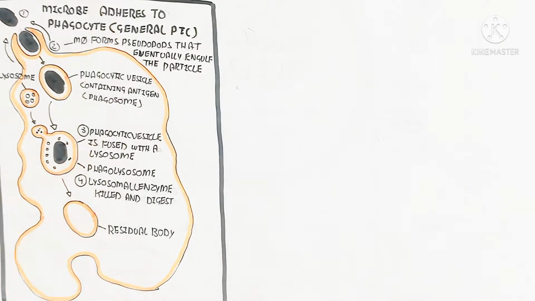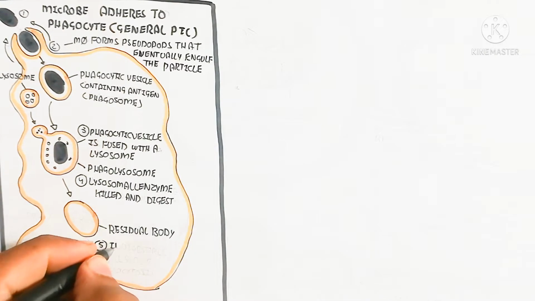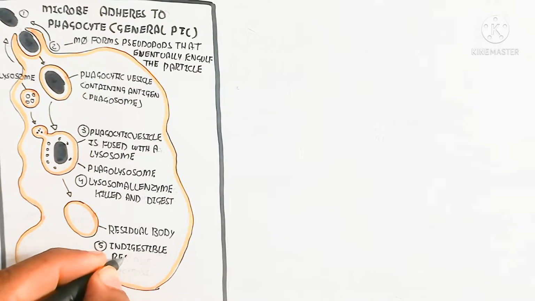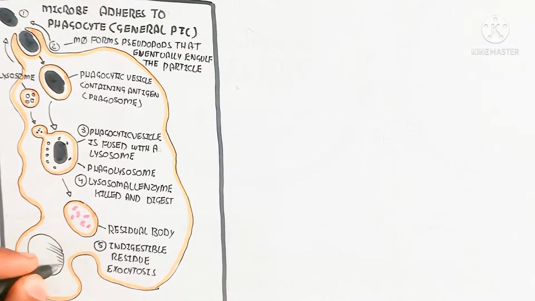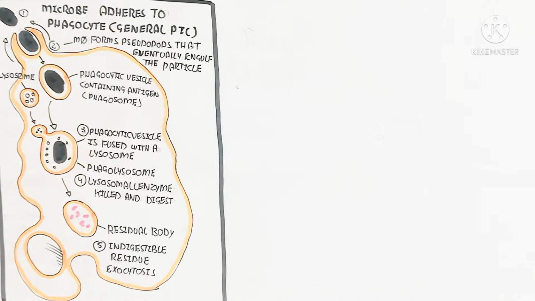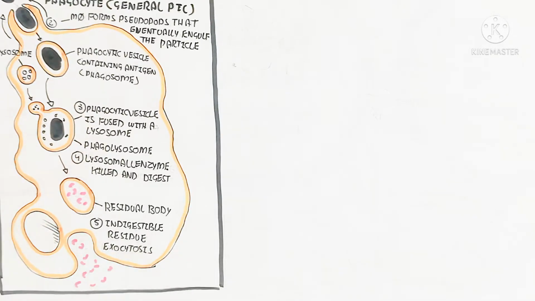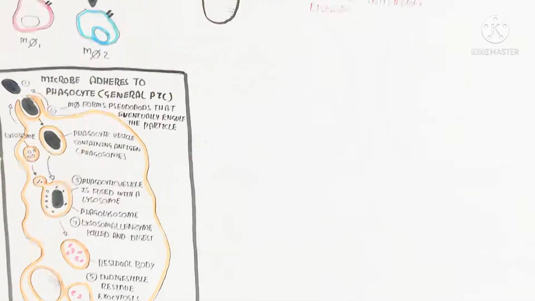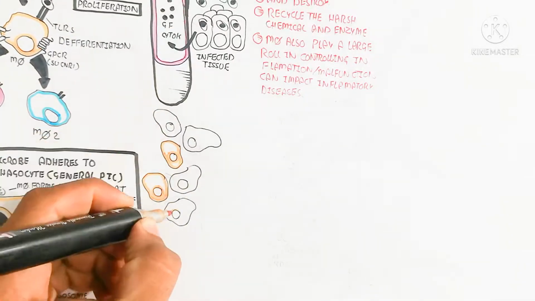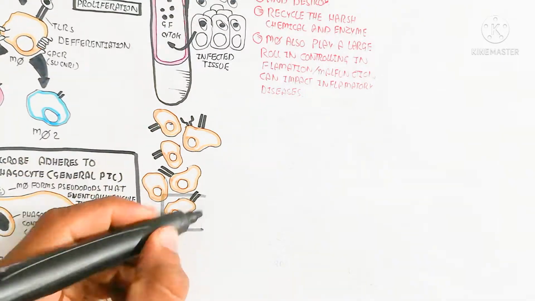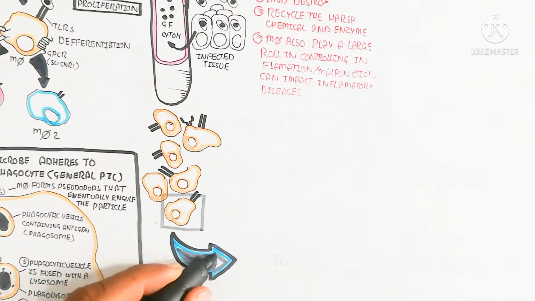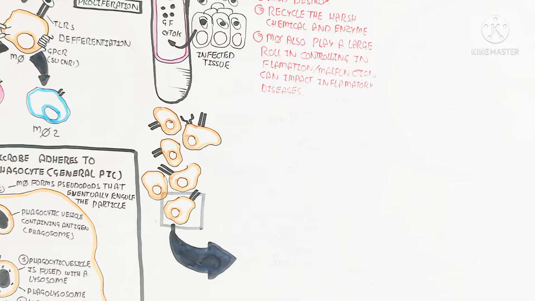This is a long process that we will not cover in this video, but I have made another video. You can watch that. I will give the link in the description below. So here is the residual body, and indigestible residue will be exocytosed and cleared by another mechanism, and another macrophage can also be used for neutralizing again and again.